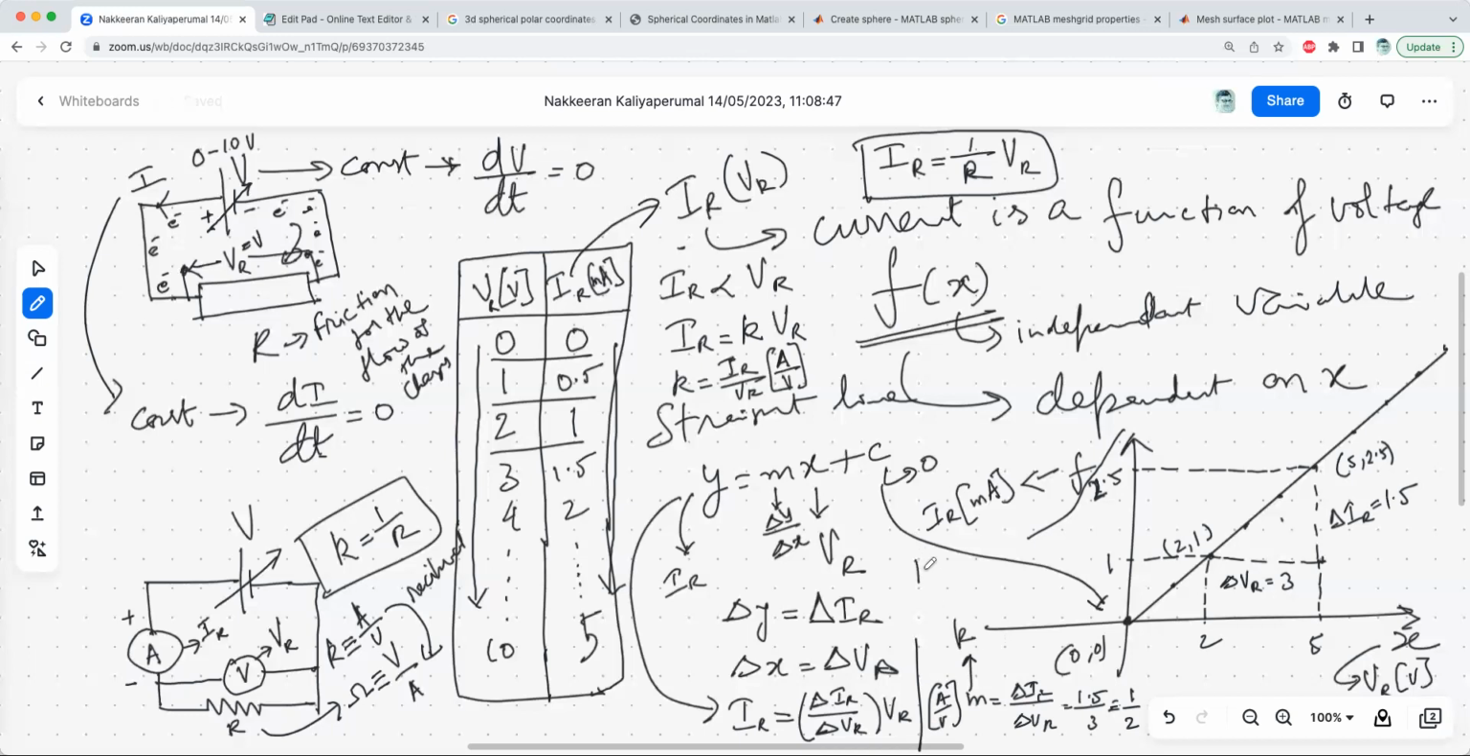And we know that K is actually equal to 1 over R. That is going to help us calculate R as 1 over M, which is 2 over 1. And we have to be careful with the unit because it is volt per milliampere. So that will be 2 multiplied by 10 power 3, so this is going to be 2 kilo ohm. So we calculated that this is 2 kilo ohm. Is that okay?